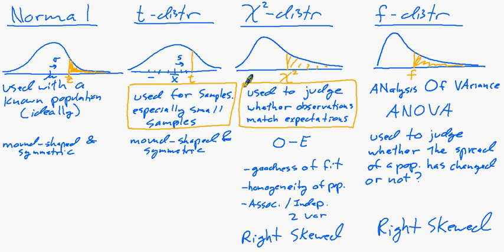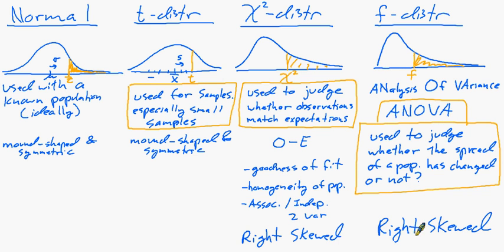But I would like you to know that chi-squared is all about the difference between observations and expectations. F distribution is ANOVA. You should probably recognize ANOVA as the F distribution, and that it's about spread. That's what the F distribution is all about. T distribution is for samples. And if you know that, that's good for the moment.